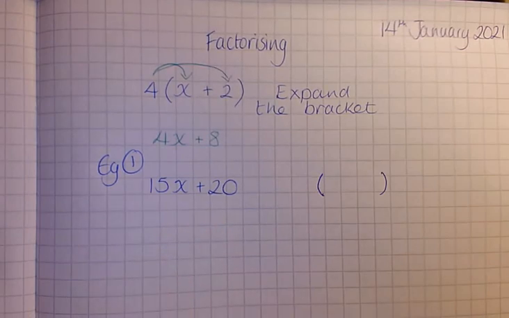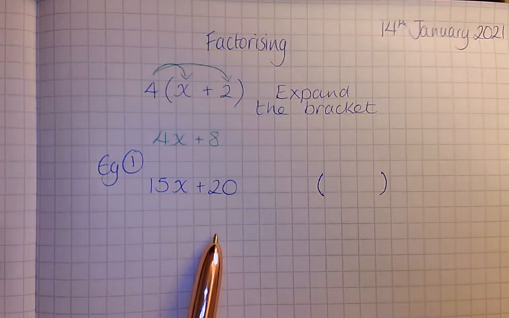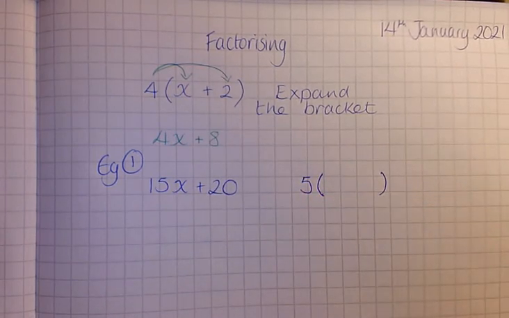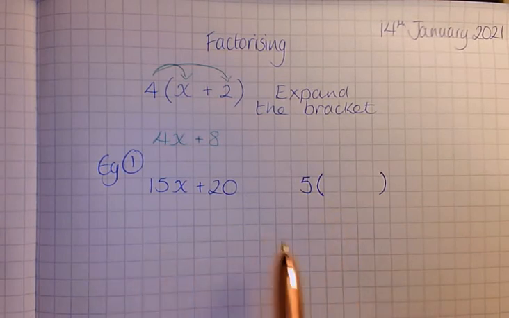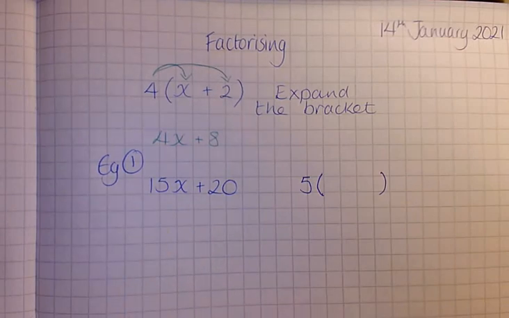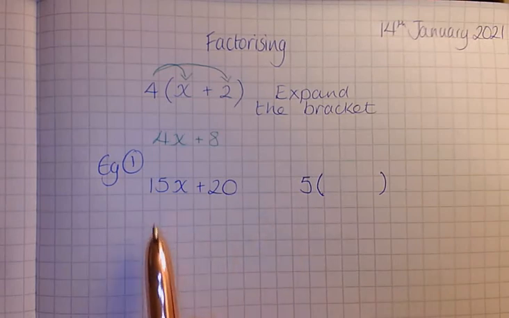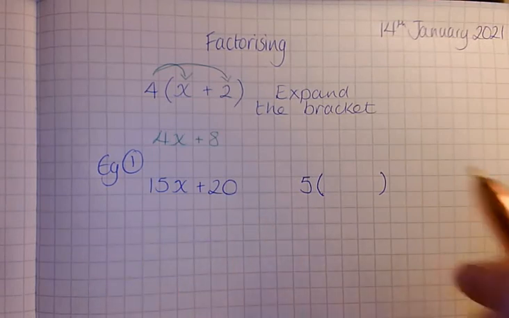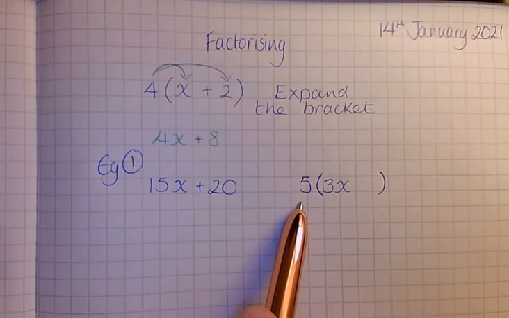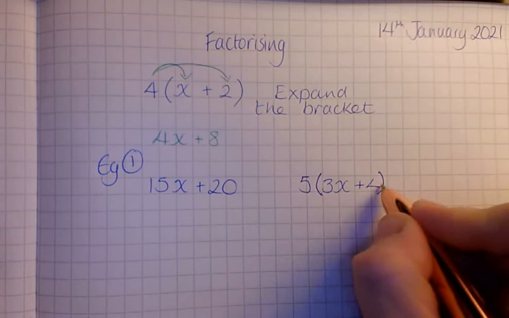Now we know that 5 divides into 15 and it divides into 20. So we're going to take 5 out of the bracket because it's a common factor of both of these terms here. And then we need to put in the bracket what we would multiply by 5 to get this 15x. And we're going to find that out by dividing 15x by 5. So when I divide 15x by 5, I'm going to get 3x. When I divide 20 by the 5, I'm going to get 4.